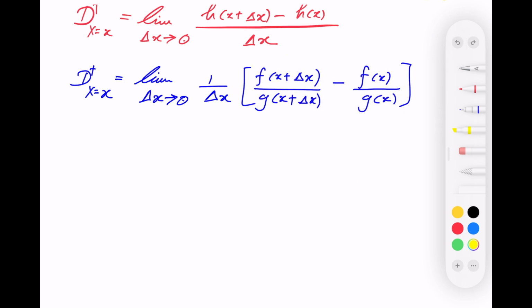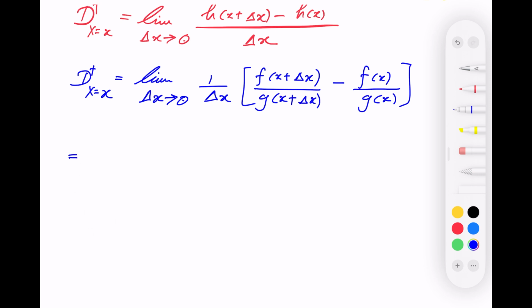We need a common denominator, which means this first fraction, both top and bottom, should be multiplied by the other denominator, which is g of x. And similarly, for this fraction, both top and bottom, should be multiplied by the other denominator, which is g of x plus delta x. So let's go ahead and do that.